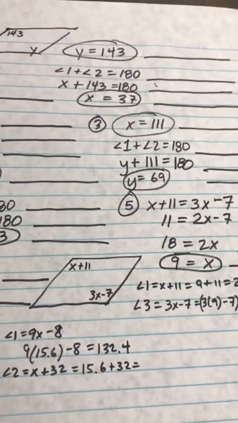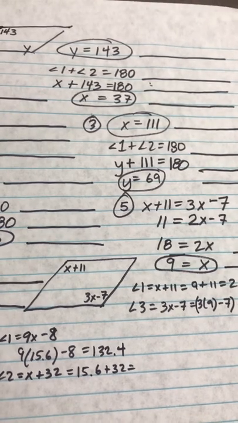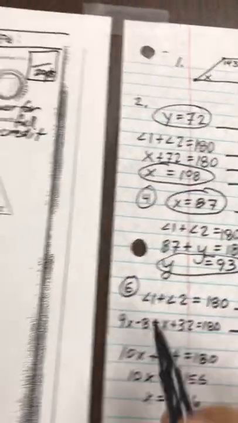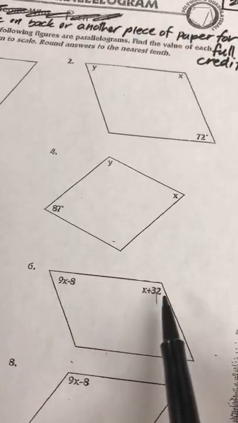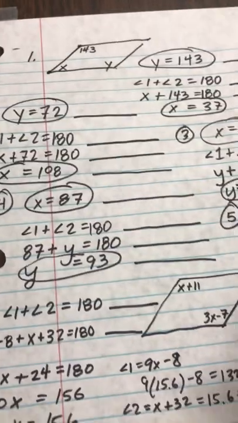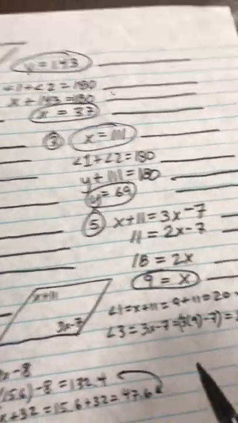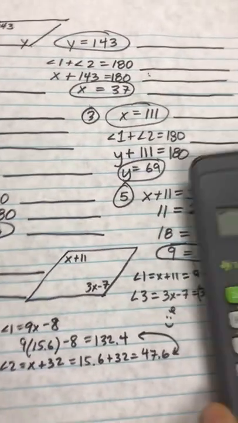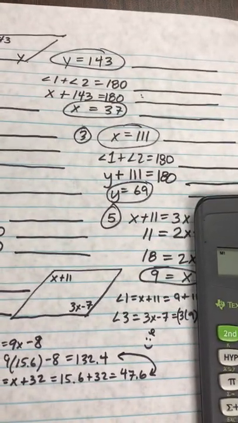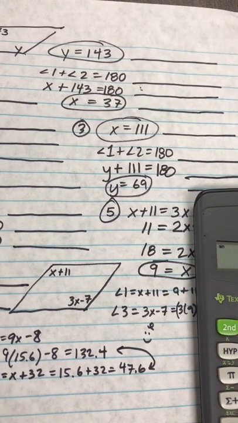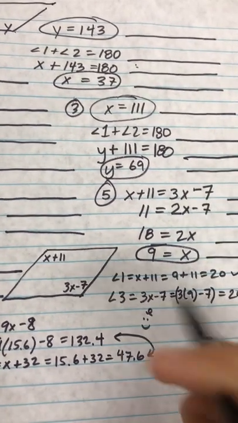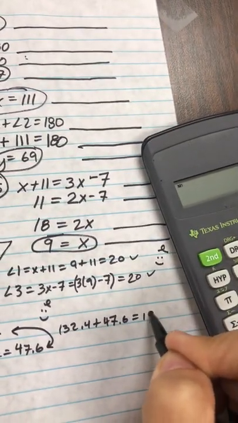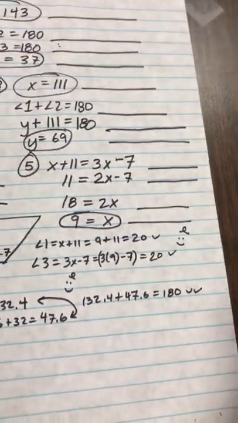But maybe not, right? Maybe you're thinking, wait, those aren't the same, right? Those are different numbers. But wait a minute. These are consecutive. One's big, one's little. They're supposed to be different numbers. You're not checking to see if they're the same number. You're checking to see if they add up to 180. So let's double check that. 132.4 plus 47.6. Yep. Now you've double checked that problem.